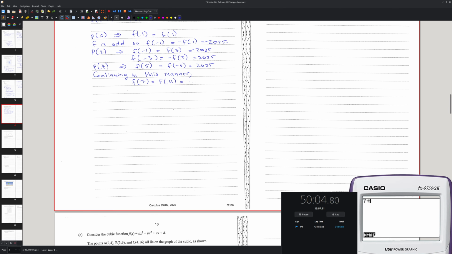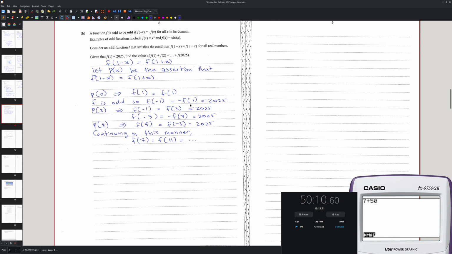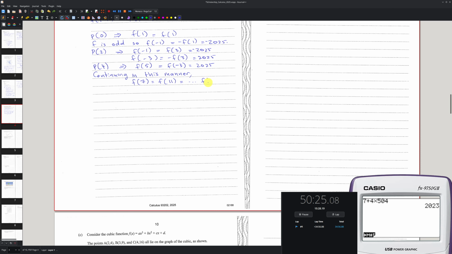So what is it actually like? You end up at 2015, 2019, 2023. Okay, f of 2023 equals minus 2025, and then f of 9 equals f of 13 equals dot dot dot equals f of 2025 equals 2025.